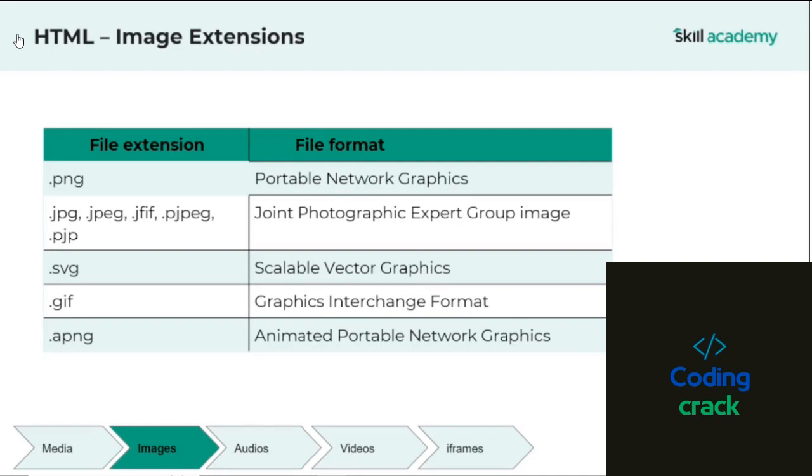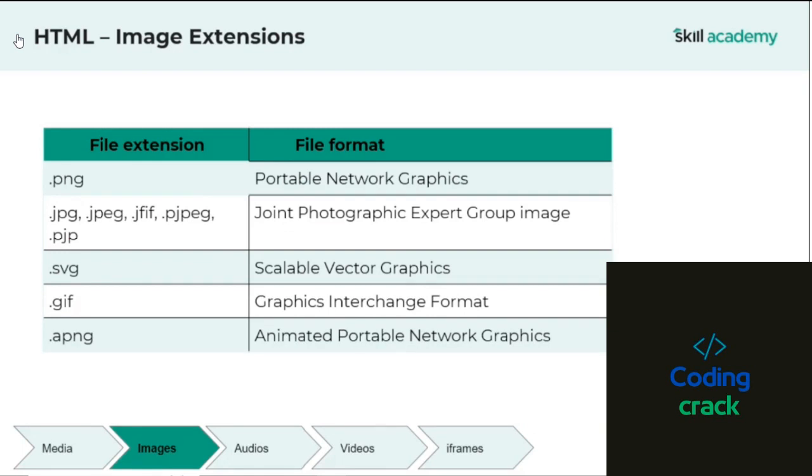But in the image tag we can display SVG images as well, which stands for Scalable Vector Graphics. We can add GIF images as well, which stands for Graphics Interchange Format, and you can even display .apng, which stands for Animated Portable Network Graphics. So these are the file extensions supported by your HTML image tag: PNG, JPG, SVG, GIF, .apng, and multiple extensions are also allowed.